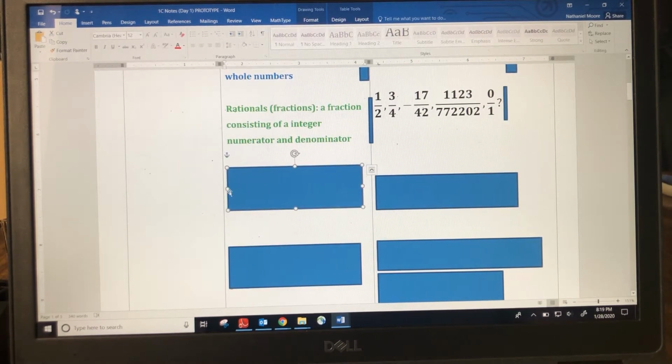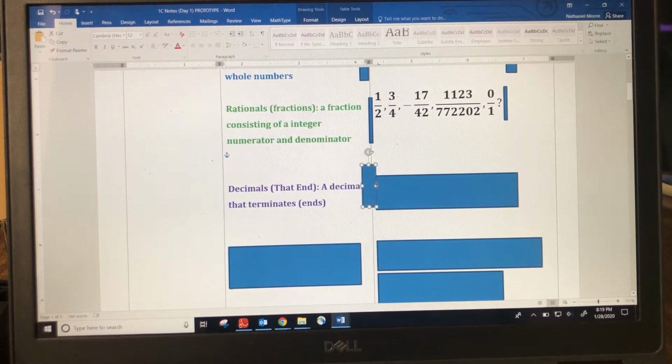So then, let's take a look at the next category, which is decimals. But specifically, decimals that end. A decimal that terminates. That's another important word there. Terminate, like Terminator. That's where it came from. If you think about the movie, the Terminator, what did he try to do? He tried to end people in a not so nice way. So essentially, you're talking about decimals that end.